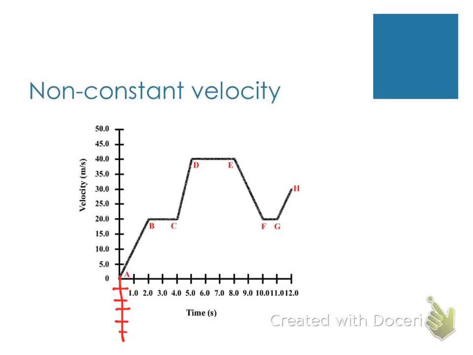You said you don't have negative velocity, but if you would do the slope from E to F, would that be negative? It would be negative acceleration, but still we're moving in the positive direction. We're just going from 40 meters per second to 20 meters per second. So we're just slowing down. Yeah, that's tricky.